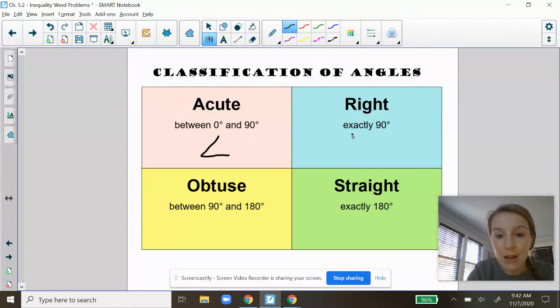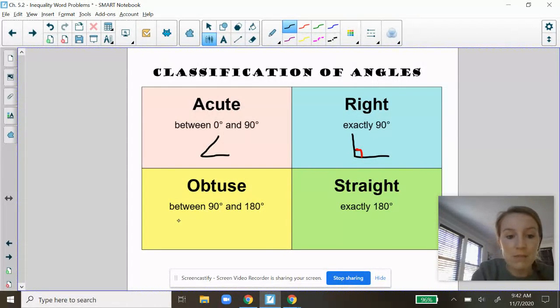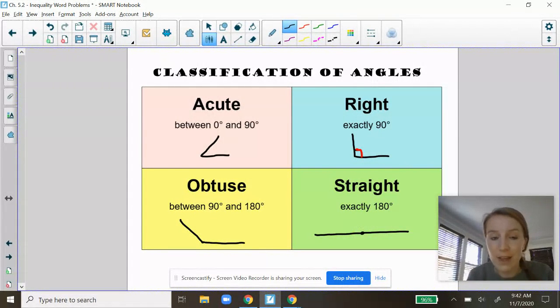A right angle is probably the one you're most familiar with, and that's exactly 90 degrees. Remember, we indicate it by adding this little box in the middle of the angle. An obtuse angle is one that's greater than 90, but smaller than 180. So an obtuse angle may look like this. And then a straight angle is exactly 180 degrees, or in other words, it's a straight line.